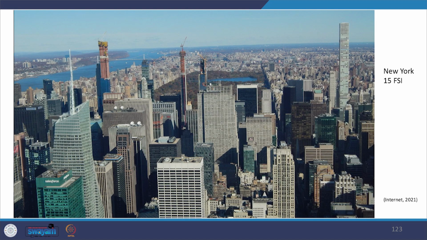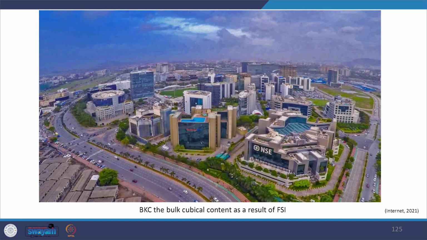Now let us see how they are regulating development through height zoning. So as we had seen, height zoning aims at controlling the height of the building with due consideration of the factors such as the bulk or the cubical contents of the buildings, floor space index, FSI, which you had also seen previously. In the image, you can see New York City with the FSI 15. In this image, you can see Bandra Kurla complex in Mumbai with the bulk cubical content as the result of the FSI permissible here.